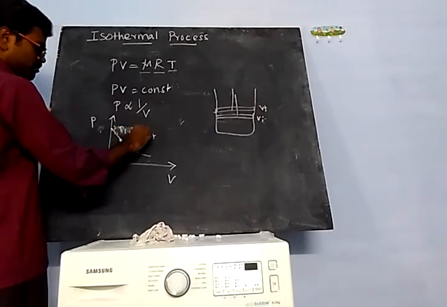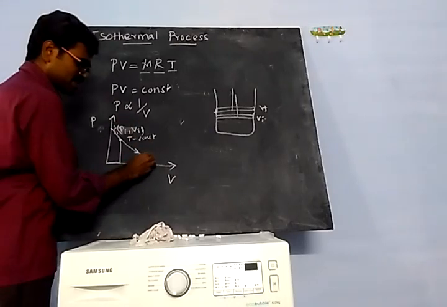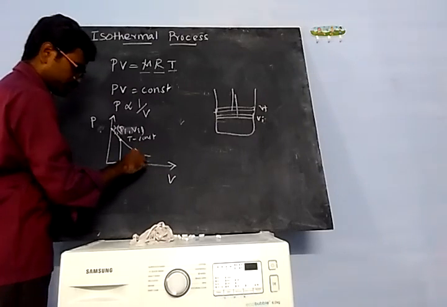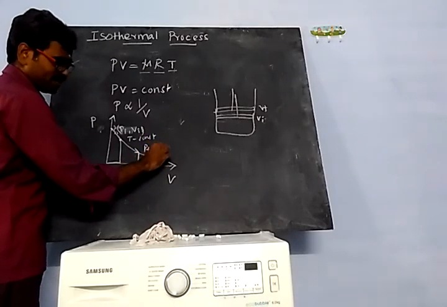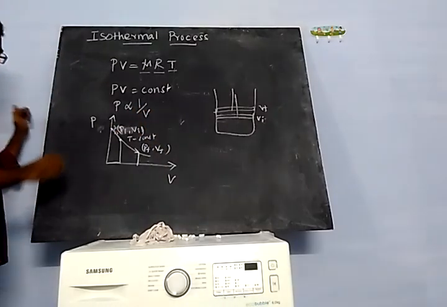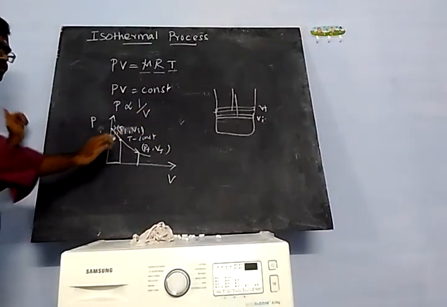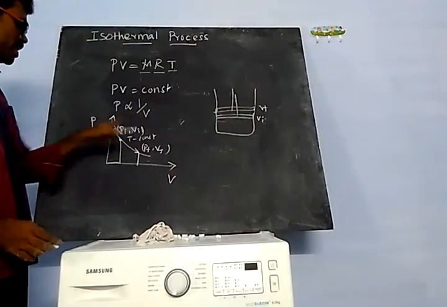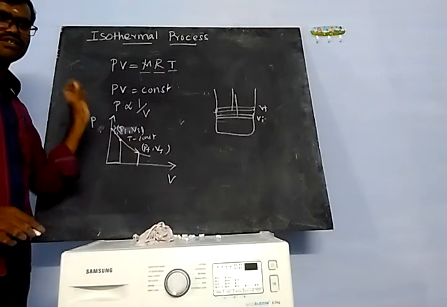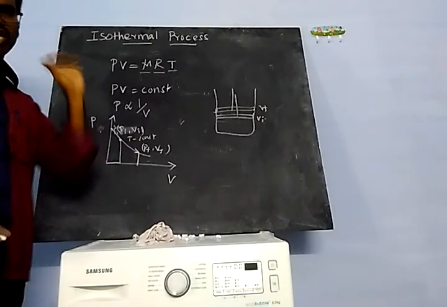PI and VI. And this is the final point. So this point is called PF and VF. This graph shows the isothermal expansion. When you increase the volume, the pressure decreases. So this will be like a parabola.